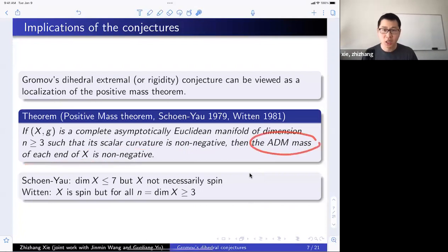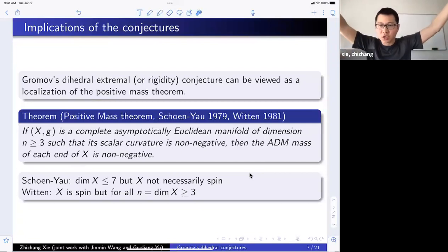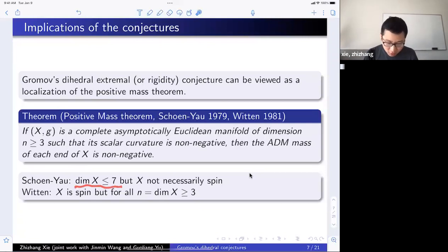Now, this term I will not define today, but roughly speaking, it can be interpreted as some integral of the mean curvature. If you take a very large sphere at infinity, look at the mean curvature of that sphere, integrate over that sphere, and let the sphere go to infinity, you calculate the limit of this quantity. This is roughly what the ADM mass means. But it has a real physical meaning.